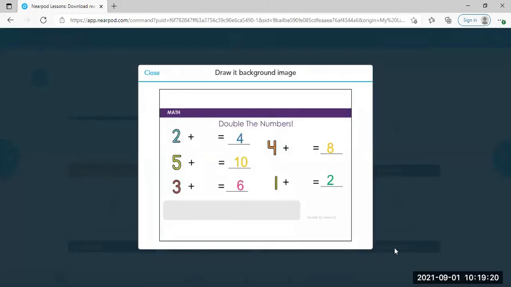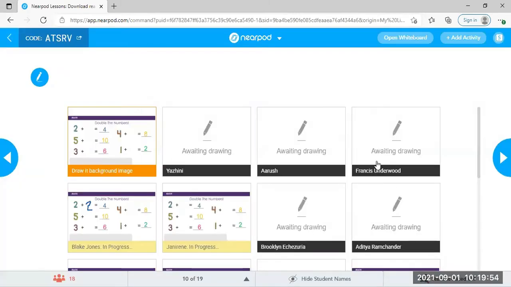Here is a chance for you to write in the other addend for each of these double facts. So double the numbers as fast as you can. 2 plus, what would be its double? Ooh, 5 plus, what would be the double fact? Oh, let's look at some answers. They're coming in. I see them.